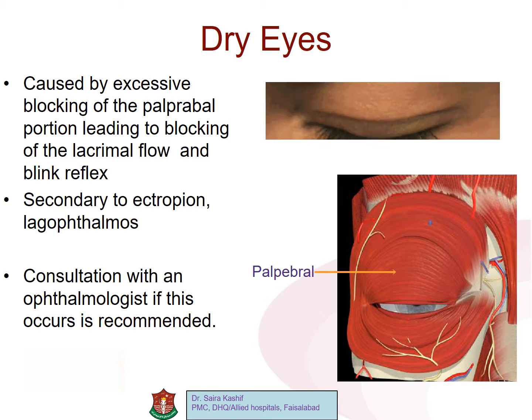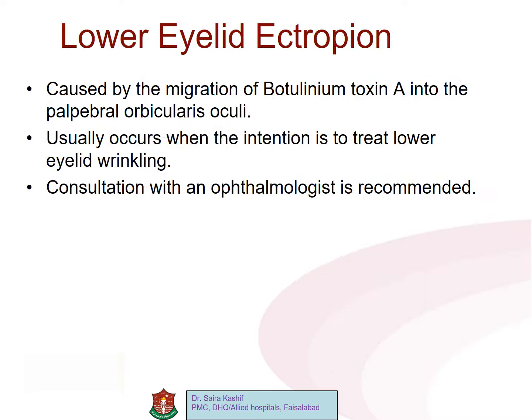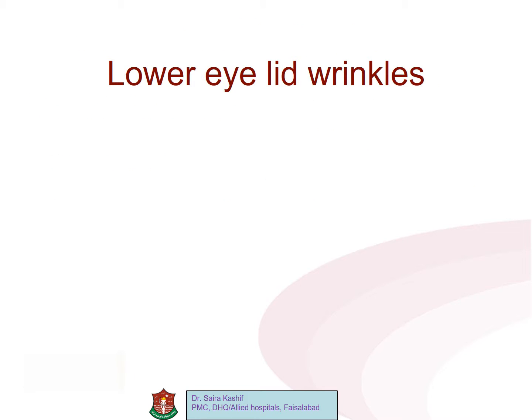Dry eyes are due to diffusion into the lacrimal and palpebral part of the orbicularis oculi, or it may be secondary to ectropion or lagophthalmos. Lower eyelid ectropion may develop if you are very aggressive in your treatment and you inject too much or go too medially, then there will be diffusion of the toxin into the palpebral orbicularis oculi, and the result will be lower eyelid ectropion.